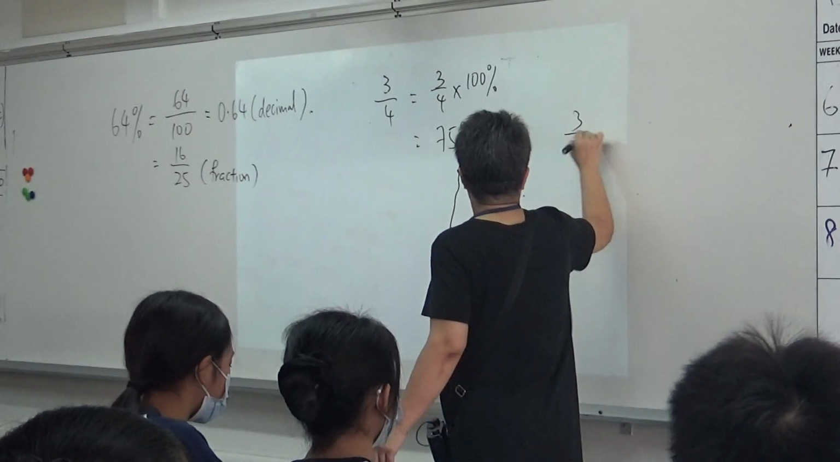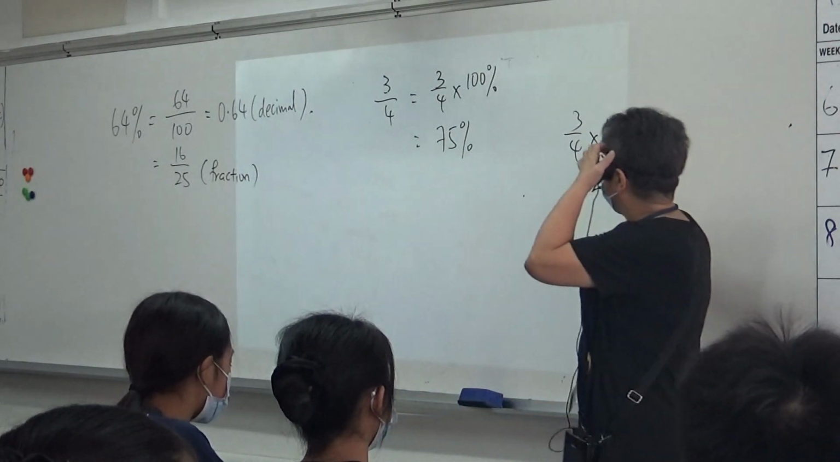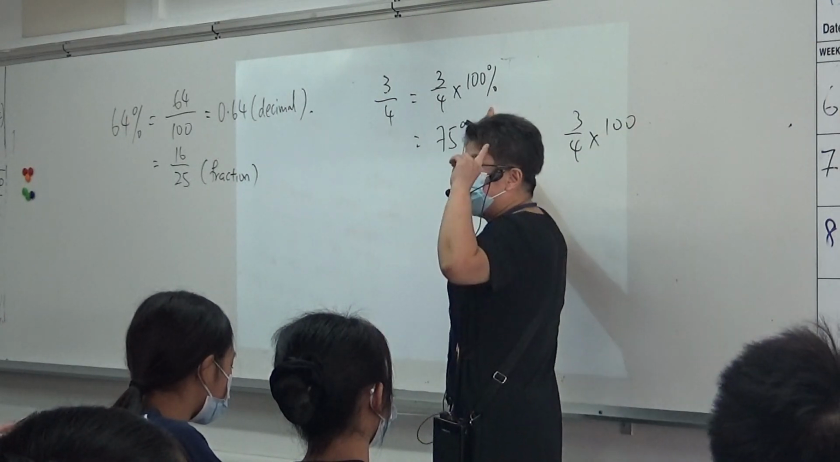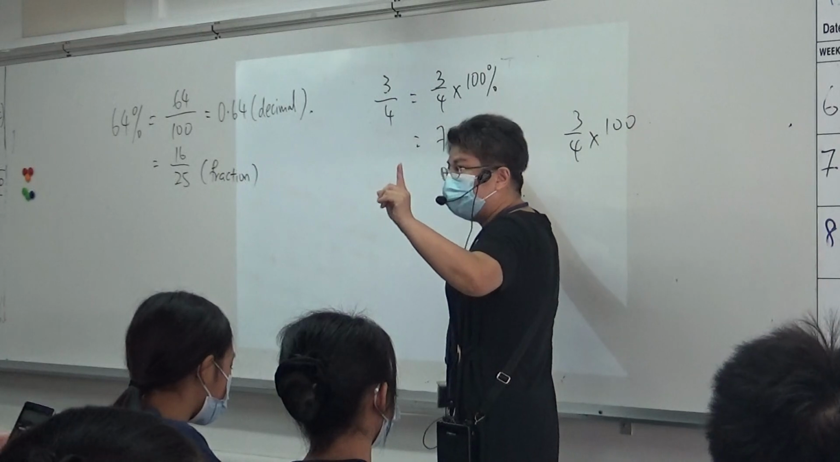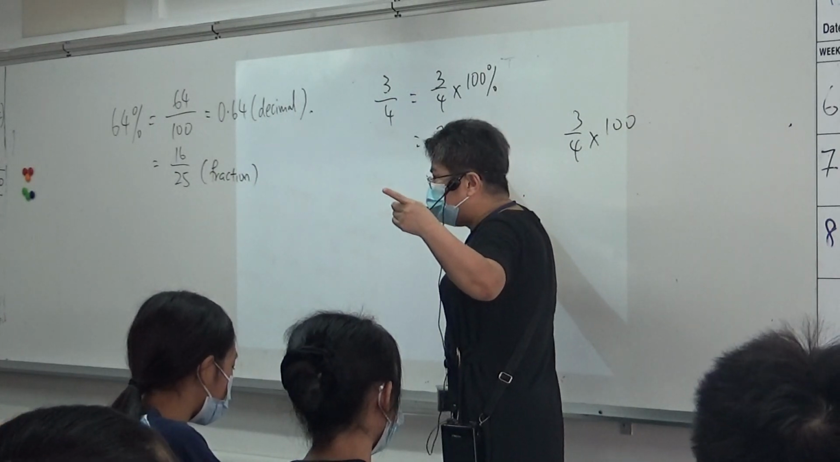Now, what's the difference if I write this 75? This is times 100. This one, 100%, means I'm multiplying by 1. I'm not changing the value. I'm just changing the representation. Do you understand what I'm saying here?